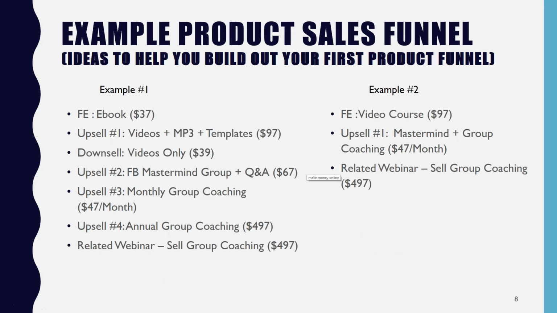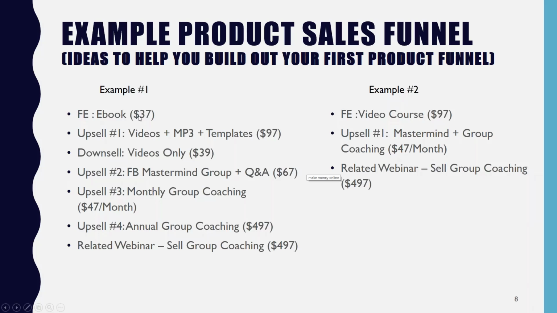So example number 1 is going to be your front-end ebook. Upsell number 1 could be a video with MP3s and templates. Then you do a downsell for videos only, Facebook mastermind group, a monthly group coaching session, annual group coaching, and then a related webinar where you sell them. So this is a perfect example of a funnel that I just gave you.